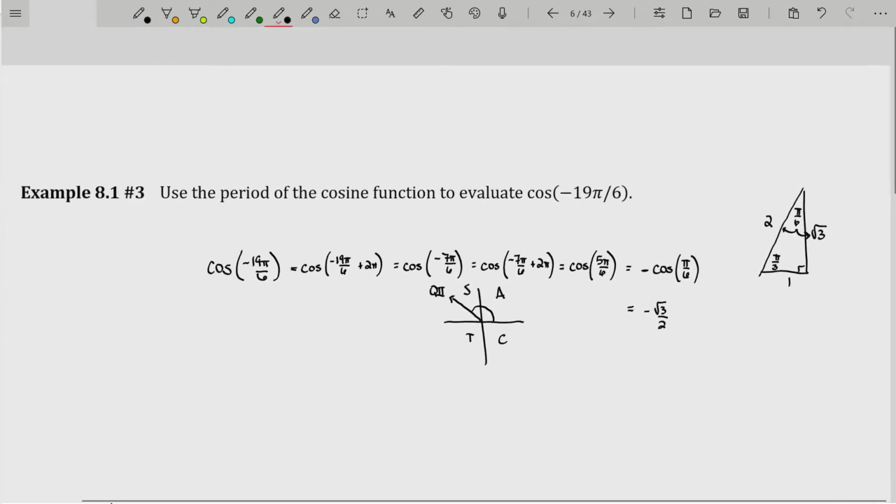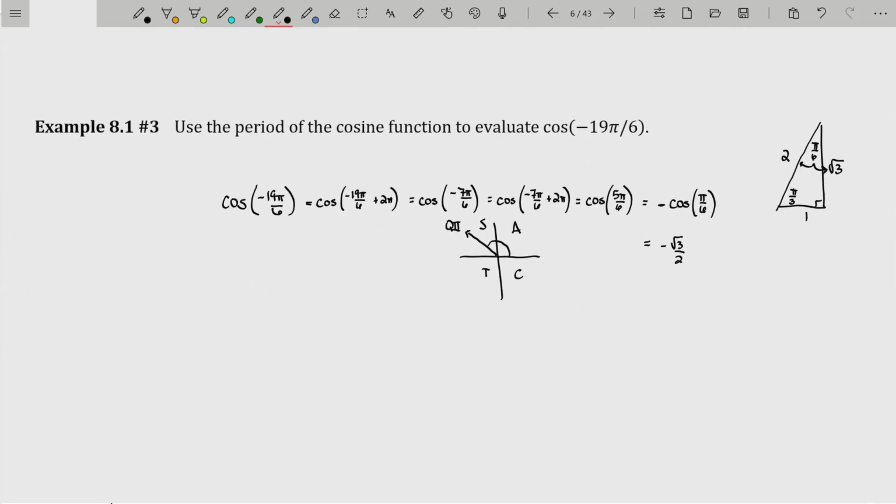So that's using the period to help you evaluate a trigonometric function. Do you need to? No. But it is sometimes very helpful to do that, rather than to say, oh, well, let's see, I'm going to rotate how many times through and end up here, right? It's just much more useful to just say, let me add a couple sets of 2 pi so that I can graph, so I can find the reference angle quickly and the quadrant quickly.